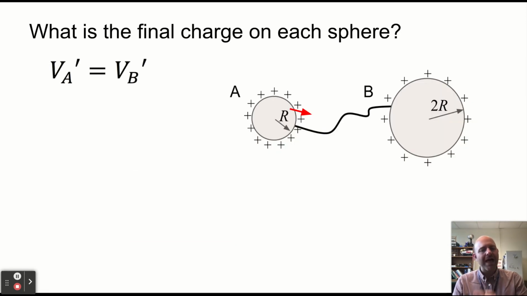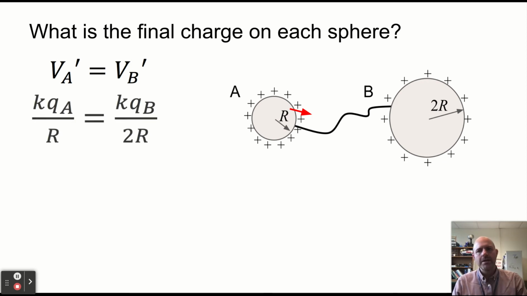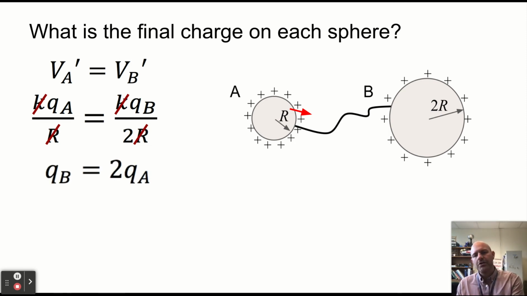So then if that is true, if the new potentials are the same, what is the final charge on each sphere, right? Some of it's going to leave A and go to B. Well, we have KQA over R and KQB over 2R, right? Those are the potentials on A and B. We know that most everything cancels out except for the charges and this factor of 2. So it means QB will have twice as much charge as A, or will be twice as big as A.